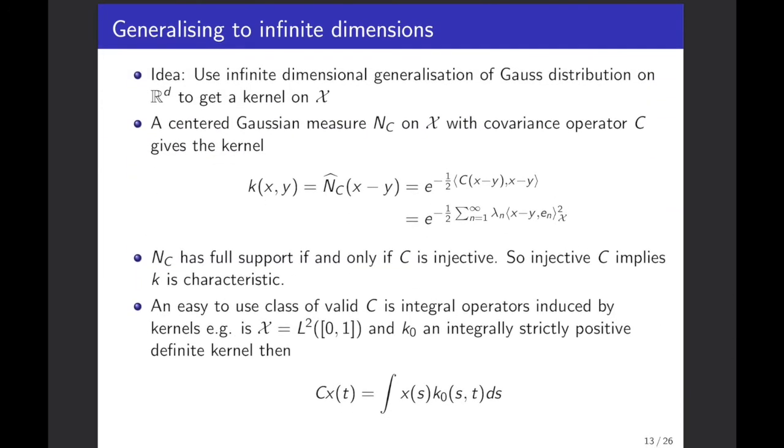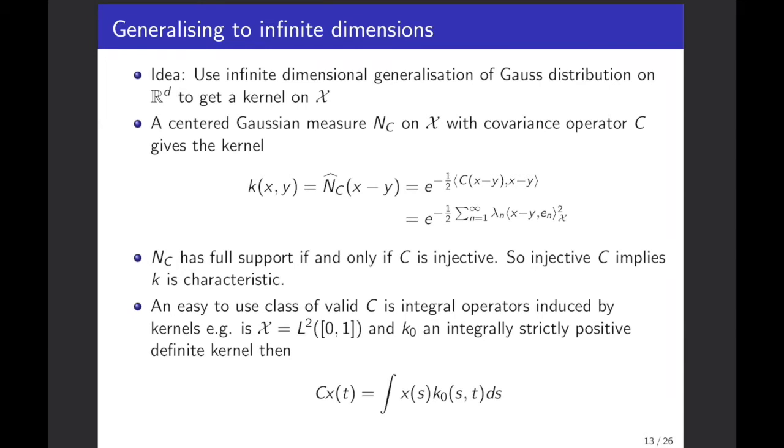And the key idea is to use as a base to define a family of kernels the infinite dimensional generalization of a Gaussian distribution on Rd to get a kernel. And the generalization of a Gaussian distribution on Rd is a Gaussian measure. And in particular here we're going to be using a centered Gaussian measure.